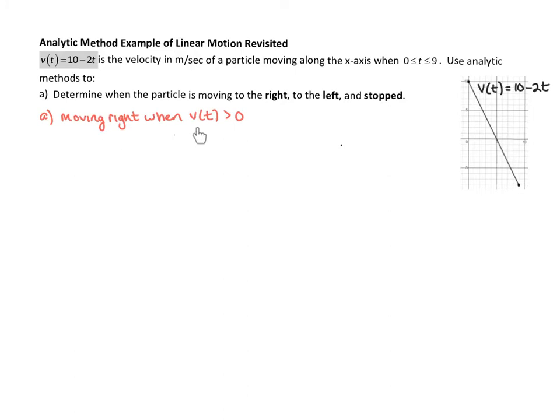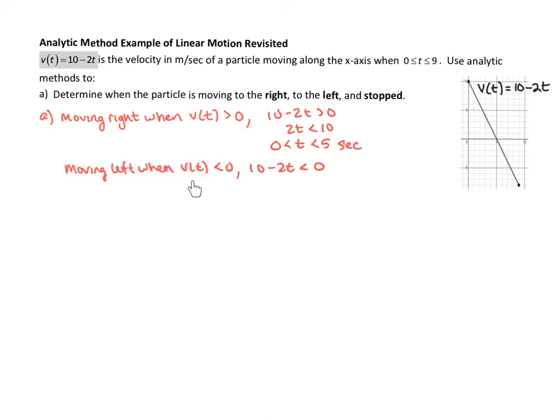It's moving to the right when v of t is greater than 0. That's when 10 minus 2t is greater than 0, which means 2t would be less than 10, t less than 5. But t also has to be greater than 0 because of the interval given, so it's moving right when t is between 0 and 5 seconds.